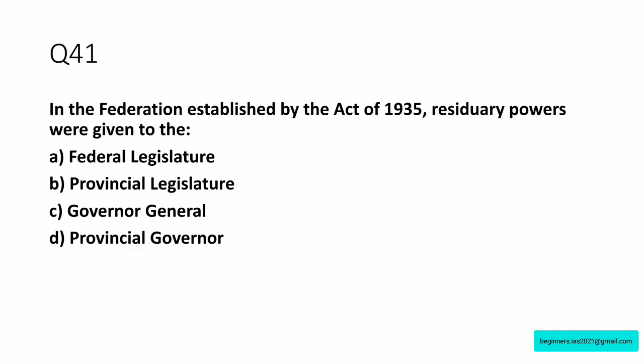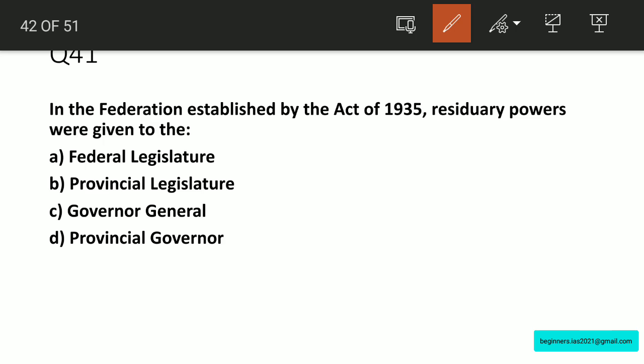In the federation established by the Act of 1935, the residue powers were given to, see, these are all straightforward factual questions. Given to Governor General is the right answer. The Government of India Act 1935 provides for the establishment of an All India Federation consisting of provinces and princely states as units. And also this act divides the power between the center and units in terms of three lists. What are they? Federal list for center, provincial list for states, and concurrent list for both center and provinces.